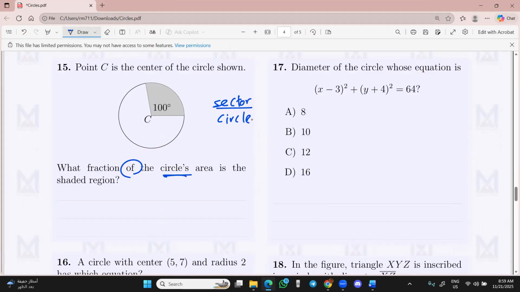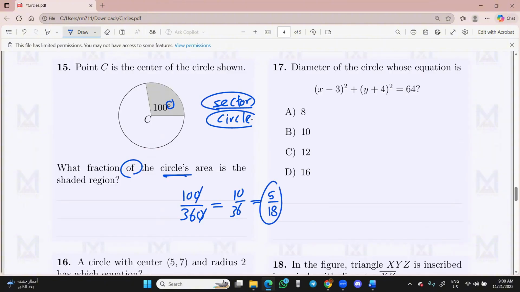You can also compare the angles, but here we are considering the degrees. So we can write 100, which is the angle of the sector, over the angle of the circle. And the angle of the circle is 360. Now we can cross out the zeros, and we have 10 over 36, or just put it on the calculator. We can also divide by 2 to get 5 over, and we divide 36 by 2 to get 18. 5 over 18 is the fraction that's required here.